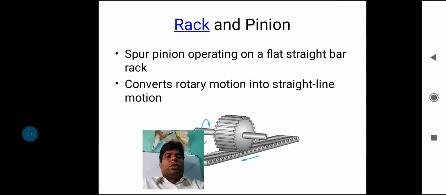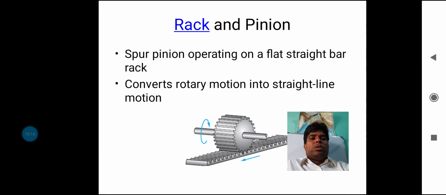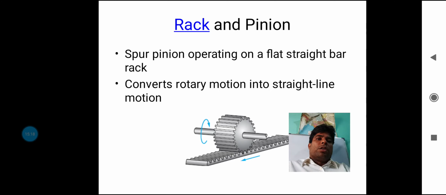Now next, it is also a similar slide. In this slide, a spur pinion is operating on a flat straight bar rack, and it can convert rotary motion into straight line motion. That is basically the main function of the rack and pinion type gear.